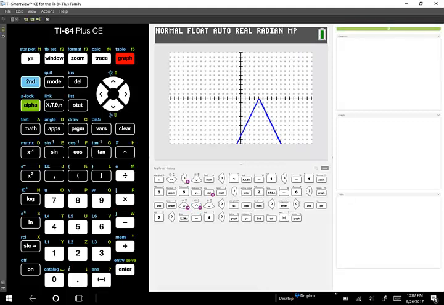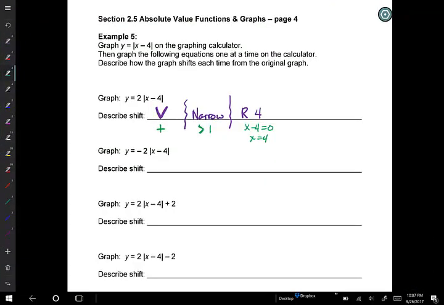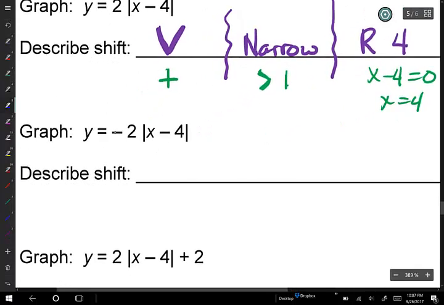It takes what used to be a valley and turns it into a mountain, as I would call it. So this minus sign in front causes it to be a mountain shape. The 2 here in red causes it to be narrow with a slope of 2. And finally, the x minus 4 causes it to shift right 4.